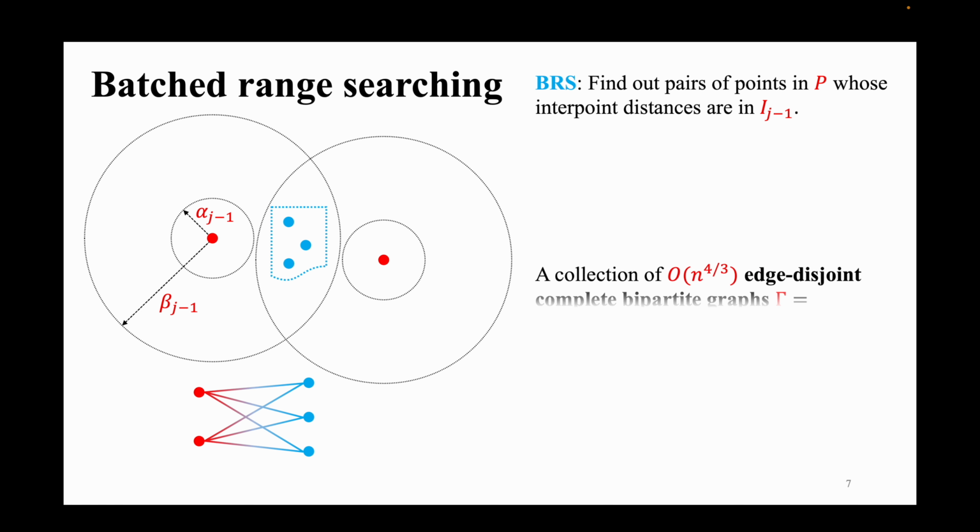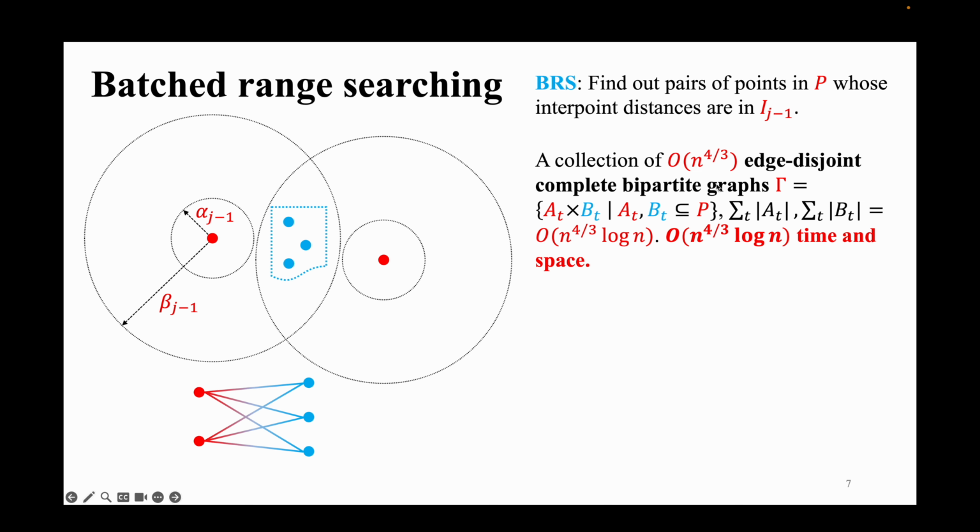As a result of this idea, we can compute a collection of n to the power of 4 over 3 edge disjoint complete bipartite graphs gamma, which contains a lot of bipartite graphs like this, AT times BT. And each AT and BT is a subset of P. The total size of AT and BT is n to the power of 4 over 3 times log n, which is also the time and space complexity.